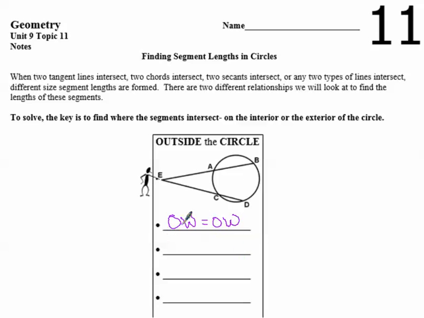And what does the O stand for? It stands for the part of that segment that is outside the circle. And what does the W stand for? The W stands for the whole segment. We can also say the entire segment.